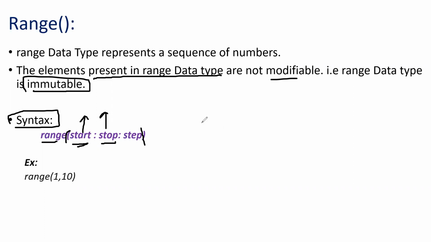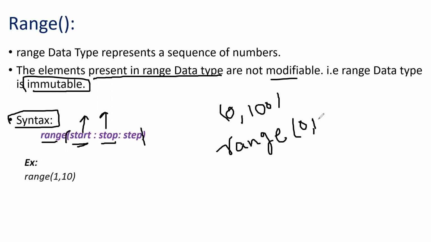So if I write 0 to 100, I want this sequence. How can I write it in Python? Simply, range 0, 100. It's not a colon, it is a comma. Actually it's the same syntax as indexing and slicing, but here we should use a comma. Just change that one.